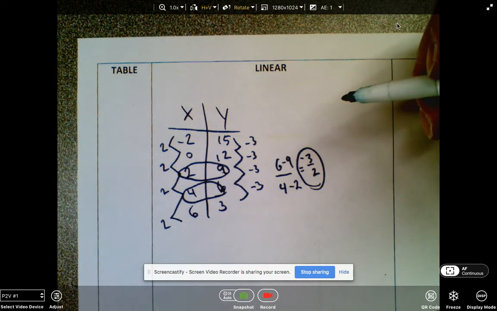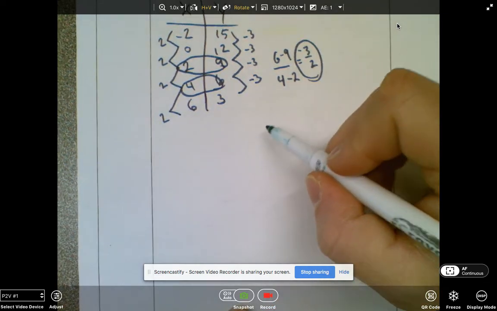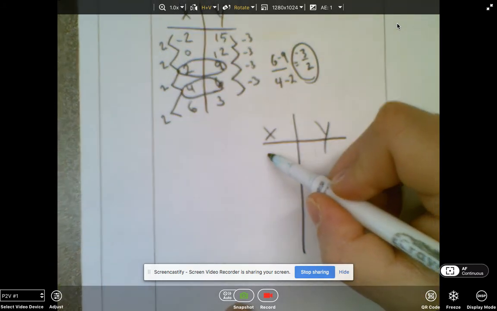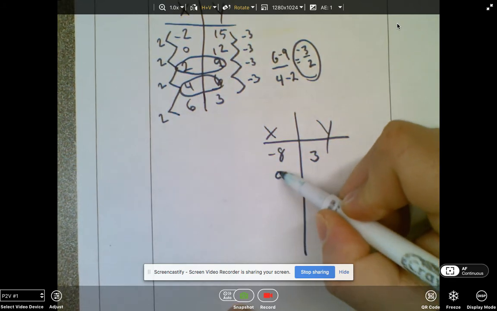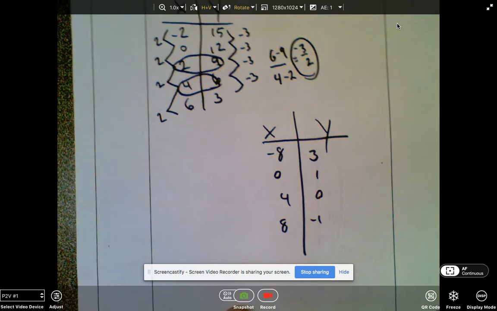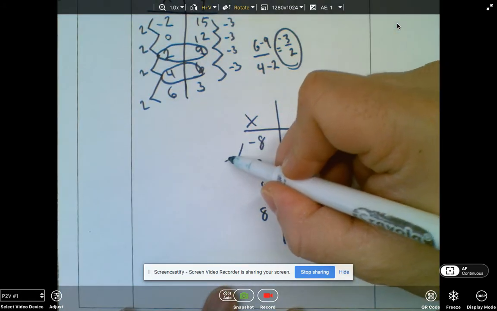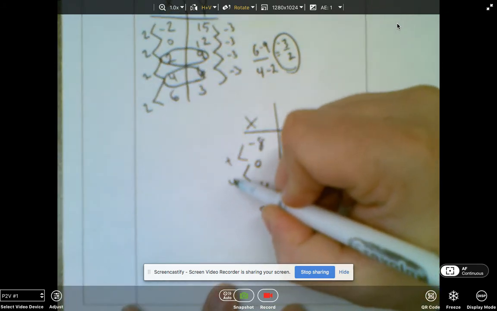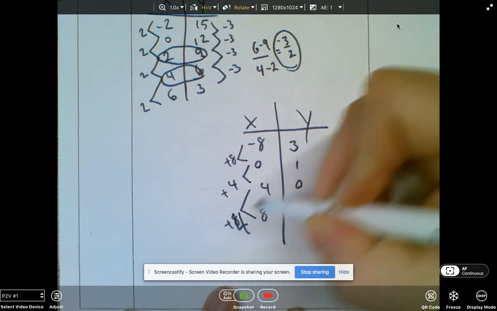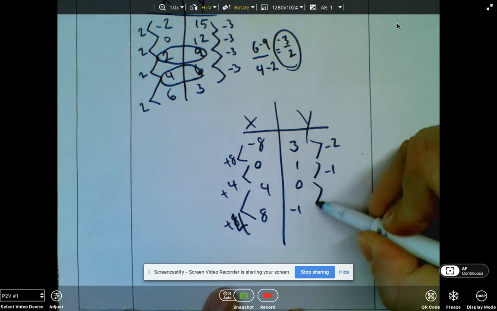Another example here that you might want to check the coordinates for is, say you have x and y. You go -8, 3, 0, 1, 4, 0, 8, -1. Okay, so when you're looking at these, you can see here it's going up by 8, up by 4, and then up by 4 again. So it's a little bit uneven, but over here it's going down 2, down 1, down another 1.